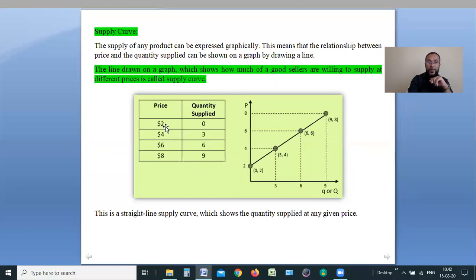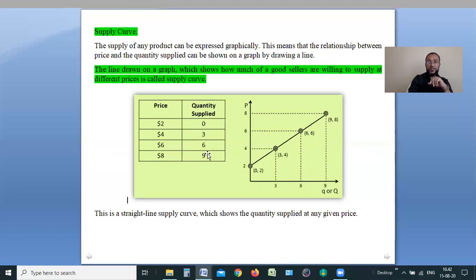So when the price of the product is $2, there is no supply because supply is 0. And if price increases to 4, supply also increases from 0 to 3. And again, if price increases from 4 to 6, supply further increases from 3 to 6. Again, if price increases from 6 to 8, the supply will also increase once again from 6 to 9.